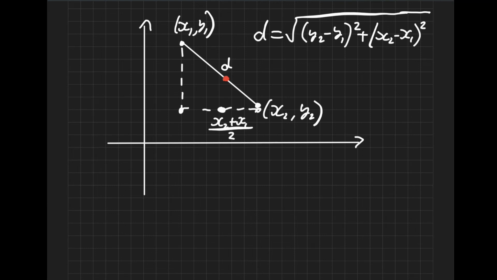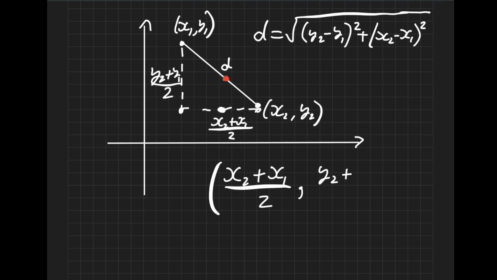We'll do the same thing here with y. The y value, well, we know the y value here is y1. The y value here has to be the same as the y value here because it's a horizontal line between them. So y2 plus y1 all over 2. So our midpoint formula is just the point that is at the average of the two x values and the average of the two y values. So there's our formula for the midpoint.